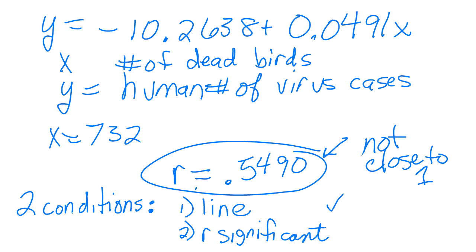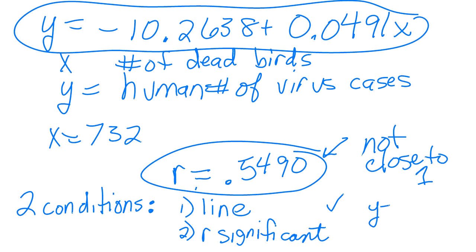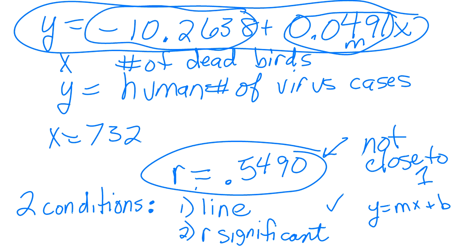It is a line because this is in the form y equals mx plus b. A line is y equals mx plus b, where m is the slope. So we have m right here and our y-intercept right here. So we do have a line equation because x is degree 1. That means it's x to the first power. If it was x squared, it would be degree 2. But if it's just plain old x, then we have a line. That's how you tell.